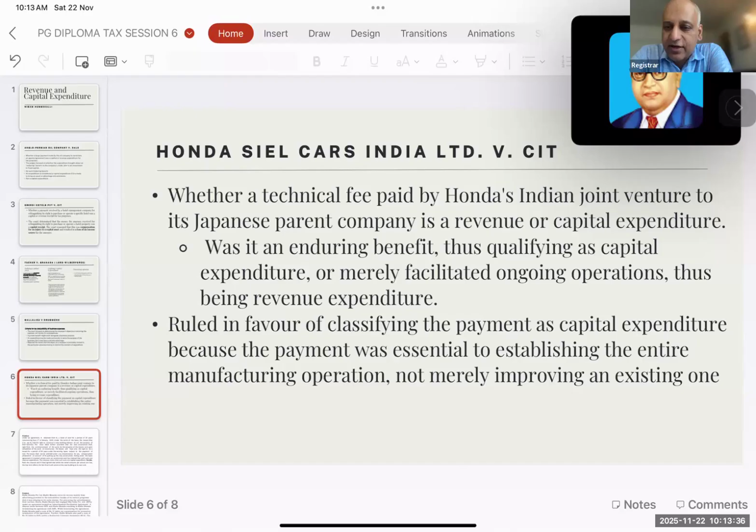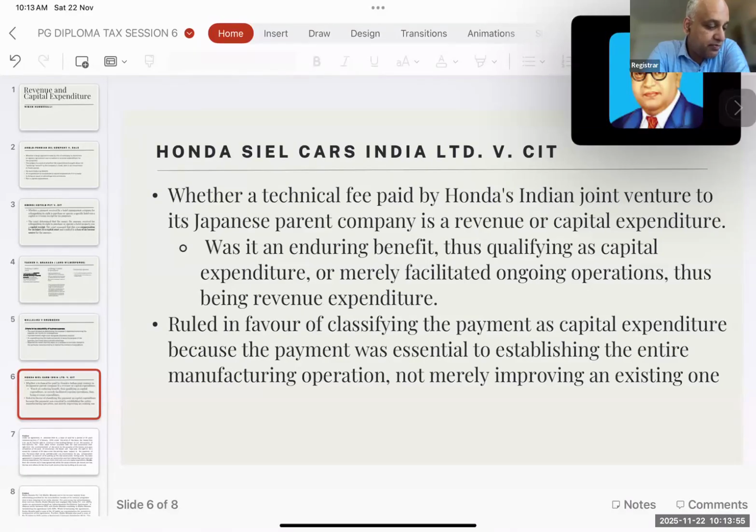It said it classified the payment as capital expenditure. What were the detailed reasons for the court classifying the payment as capital expenditure? I want you to go through the Honda Seal case. It's a fairly important case here with me.